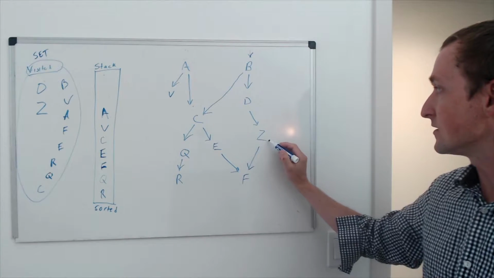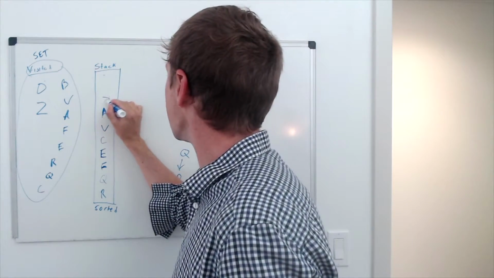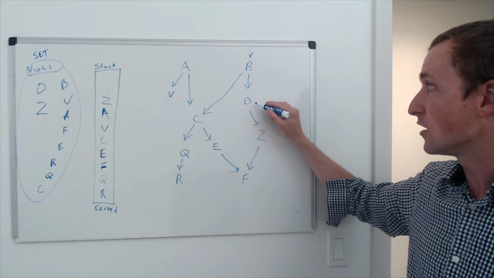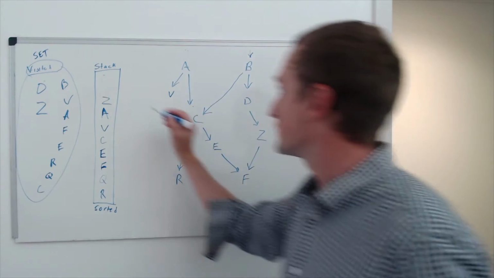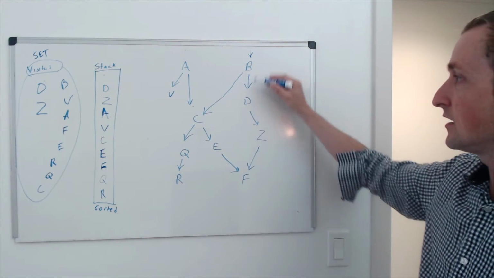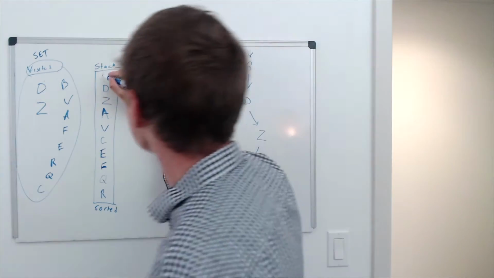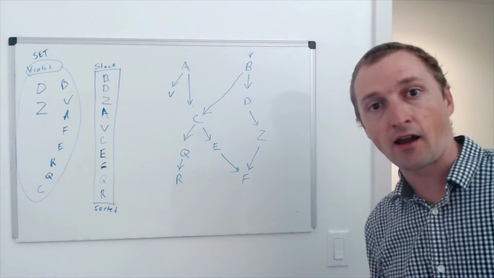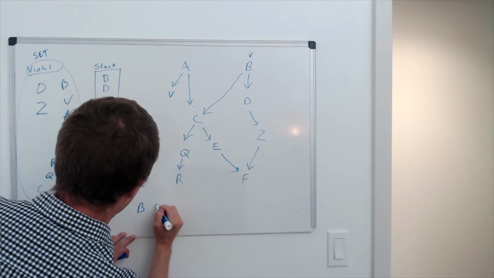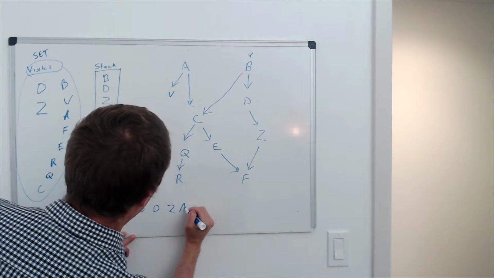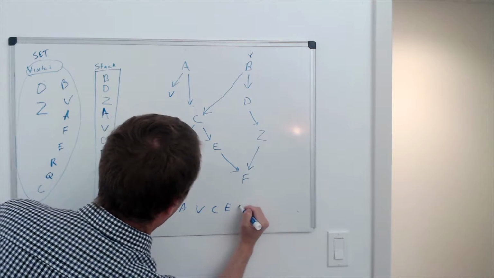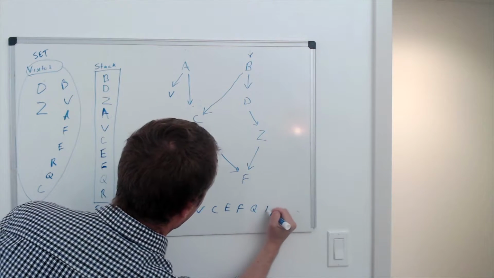So now we can consider Z fully visited. So we'll add Z here. We'll go back to D. Does D have any more children to visit? Nope, it does not. So D is now considered fully visited. And then going back to B, B has explored D, it's explored C, so we'll add B to the stack. So our final answer will be B, D, Z, A, V, C, E, F, Q, and R.